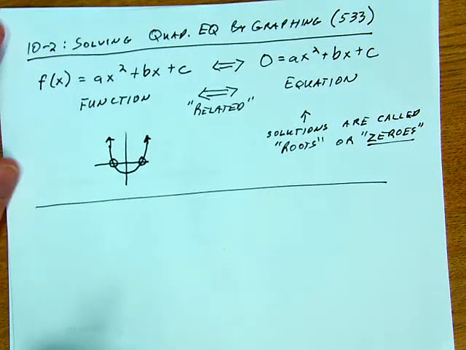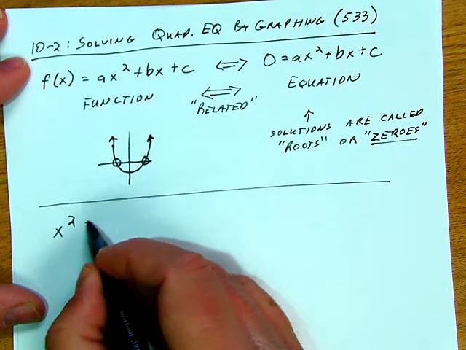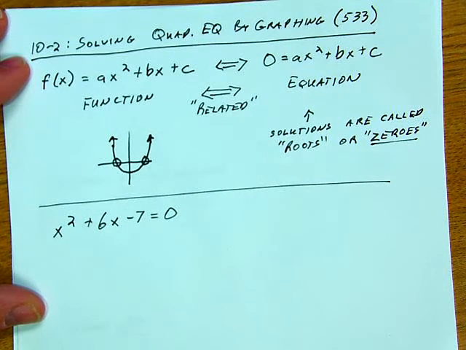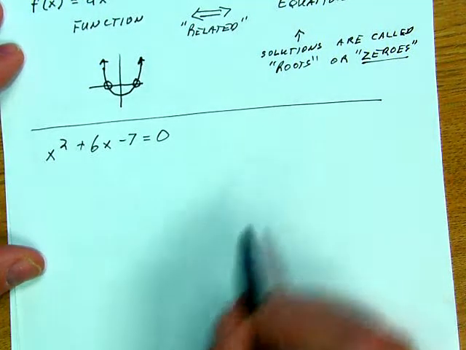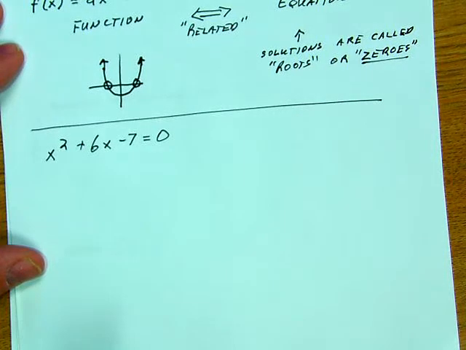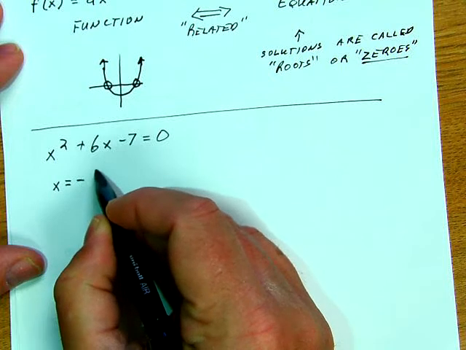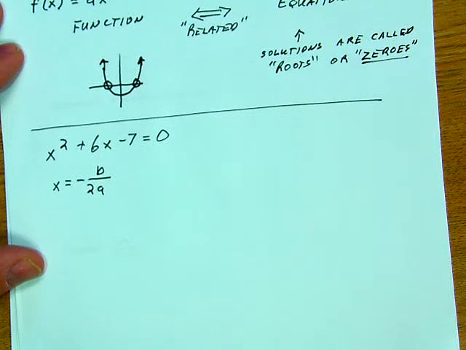Let's look at an example of solving via graphing. Let's say we have x squared plus 6x minus 7 is equal to 0. That's our problem, and we want to graph it and find its roots or zeros. I could make a table to draw my parabola, but I'm going to use the axis of symmetry equation, where x is equal to negative b over 2a.